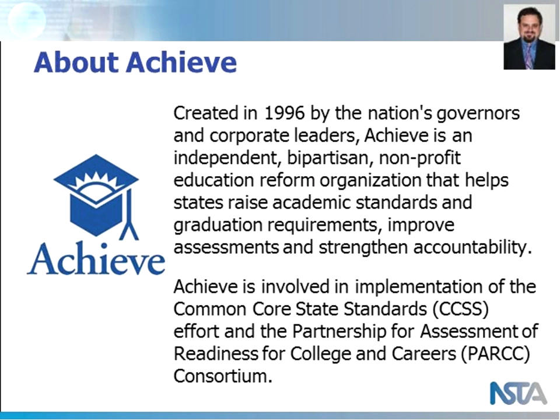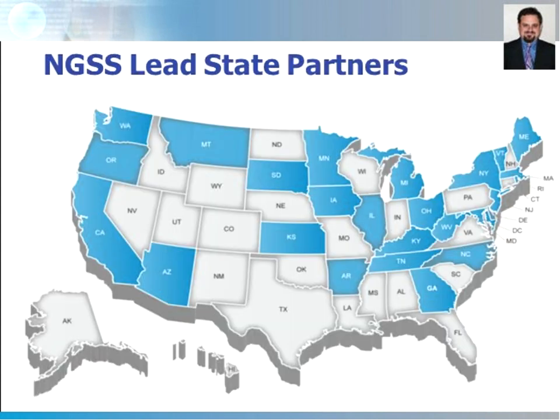So Achieve is the organization that's coordinating a group of 26 states. They were formed back in the 90s by the National Governors Association. They are non-profit, bipartisan, independent. If you've heard of Achieve other than NGSS, you may know that they've been involved in the Partnership for Assessment of Readiness for College and Careers, or the PARCC Consortium, which is one of the two main Common Core Standards assessment consortiums. But they are coordinating this group of 26 states, the states that are here in blue. And so each of these states in blue sort of has a seat at the table and has participated in the planning and development of these new standards.